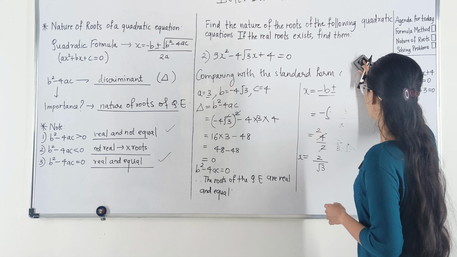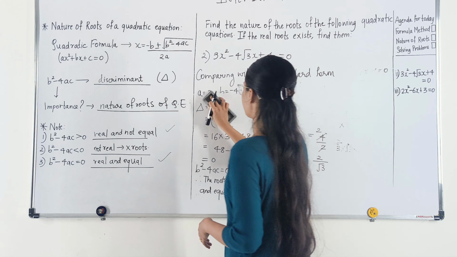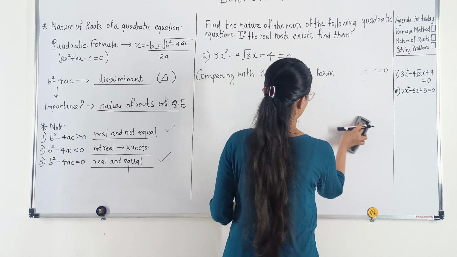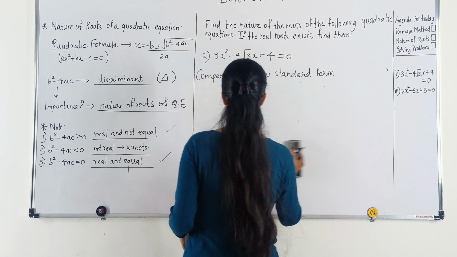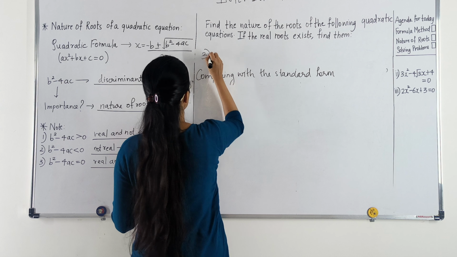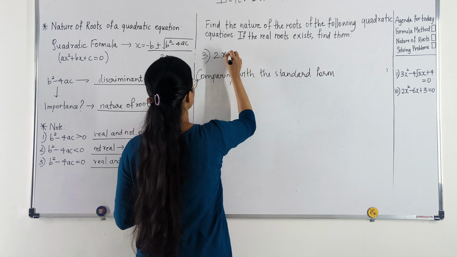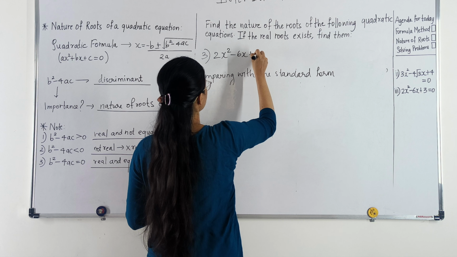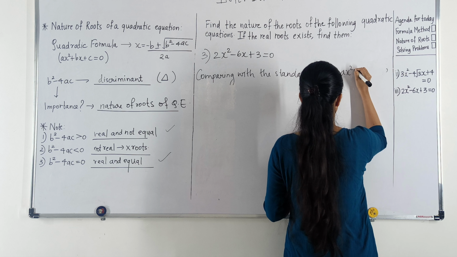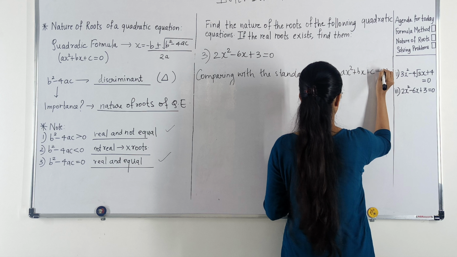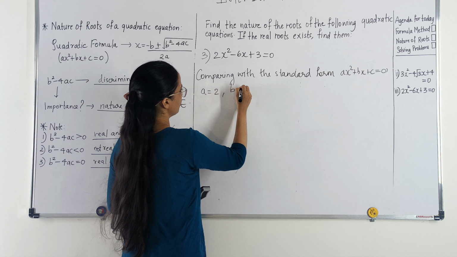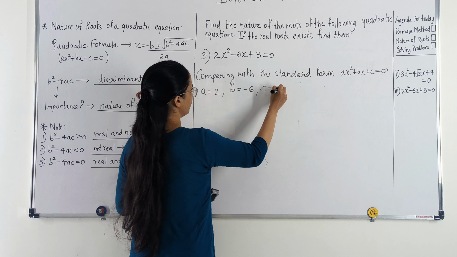Now let us move on to problem number 3. Now problem number 3 is 2x square minus 6x plus 3 equals to 0. Again we are going to compare it with the standard form, which is ax square plus bx plus c equals to 0. यहाँ पे वापस जब हम कंपेयर करेंगे तो b की वैल्यू -6 and c की वैल्यू 3.